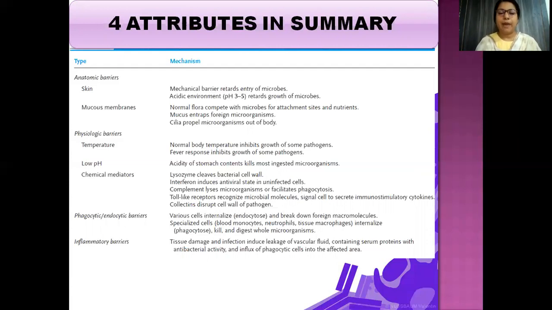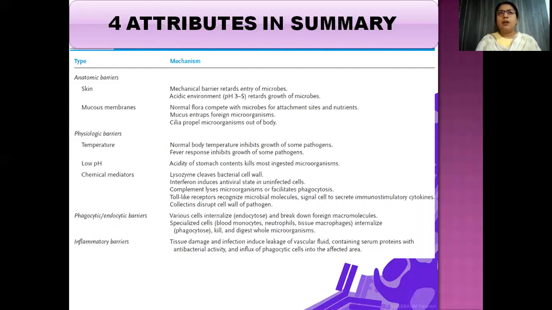Phagocytic or endocytic barriers. Phagocytic cells like monocytes work on these kinds of barriers. Monocytes, neutrophils, and tissue macrophages all come under the phagocytic barrier.